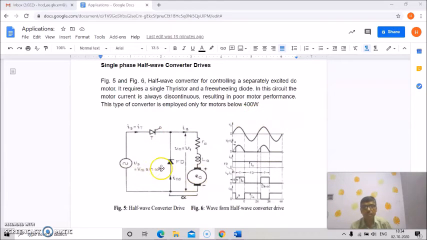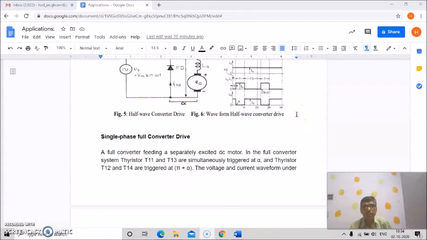So this is the circuit diagram, and these are the waveforms. It requires a single thyristor and a freewheeling diode. This is the freewheeling diode, and in this circuit the motor current is always discontinuous. You see, this is the output current, and it is always discontinuous in nature, resulting in poor motor performance, and this type of controller is employed only for motors below about 400 watts.